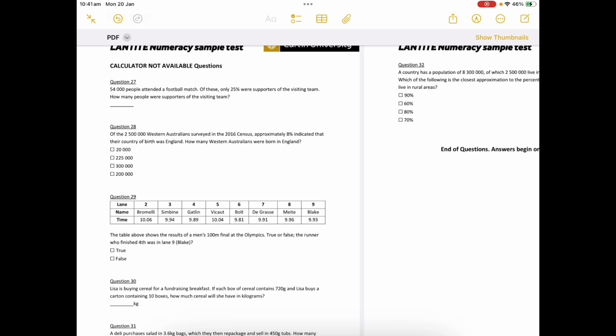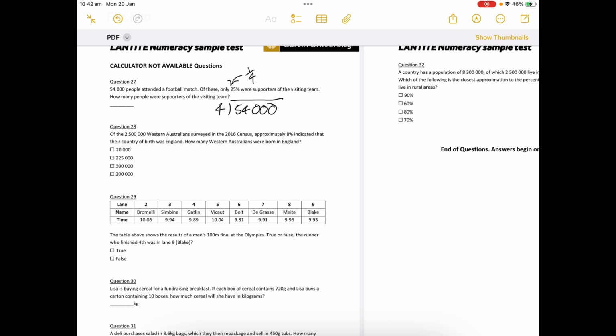Alright, now for me, one way I like to do this is I know that 25% is the same as a quarter. So it's the same as 1 divided over 4. So I'm just going to find a quarter of 54,000. So I'll do that by dividing 54,000 by 4. So do some long division.